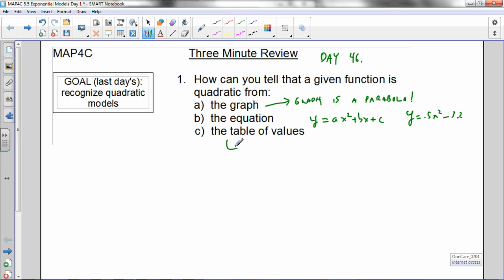From the table of values, remember the second differences in a table are constant.